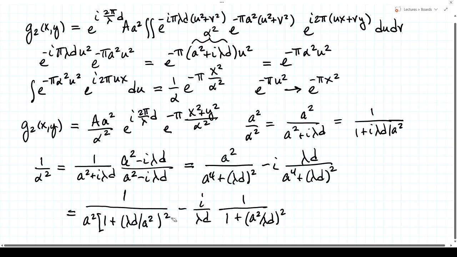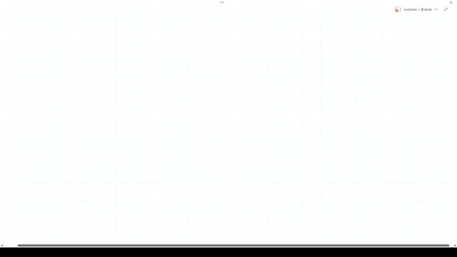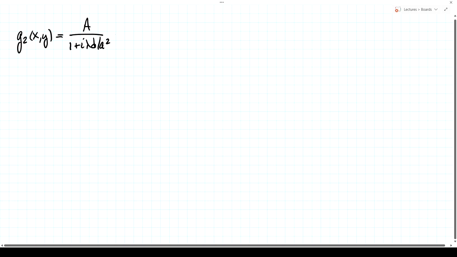All right, so now we want to put that into this Gaussian term and break out the real and imaginary parts, because the real part will give us the envelope, the amplitude of this field, and the imaginary part will give us the phase. So doing that, here's what we get. G2 of x and y is equal to big A over 1 plus i lambda d over a squared, e to the i 2 pi over lambda d. And then we'll break out the imaginary part of that previous expression to get our phase.